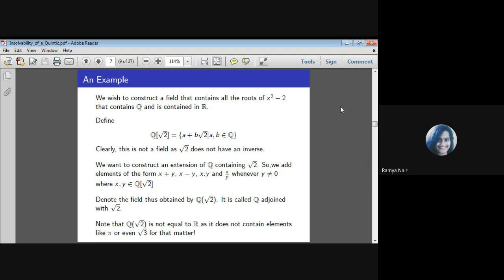Throughout the talk, we'd be interested in fields that contain roots of polynomials. That is going to be our main aim, to see how we can find subfields of complex numbers or real numbers that contain the roots of certain polynomials.